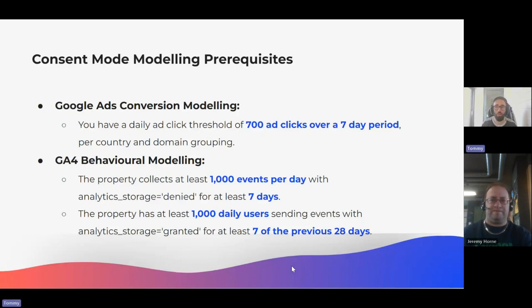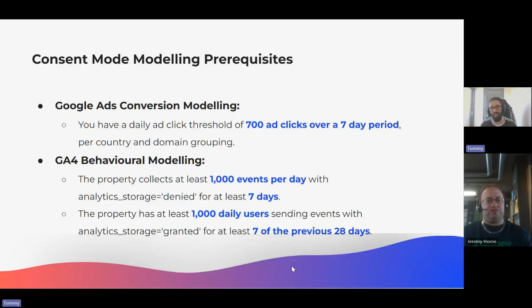Behavioral modeling in GA4. Again, we'll give details in the description of what that means, so you can feel free to have a read. But again, you need at least 1,000 events per day with analytics storage consent signal set to denied for at least 7 days. So that's a fair amount, to be fair.